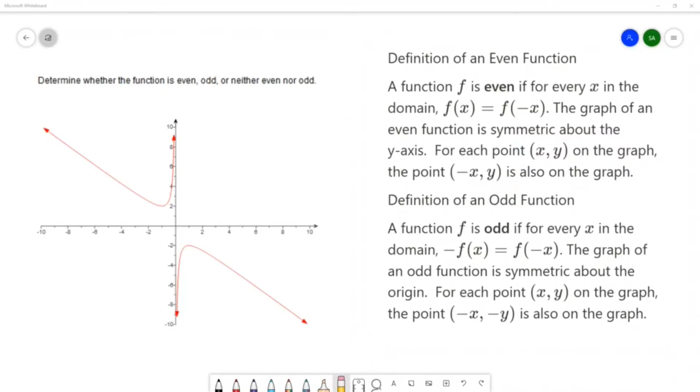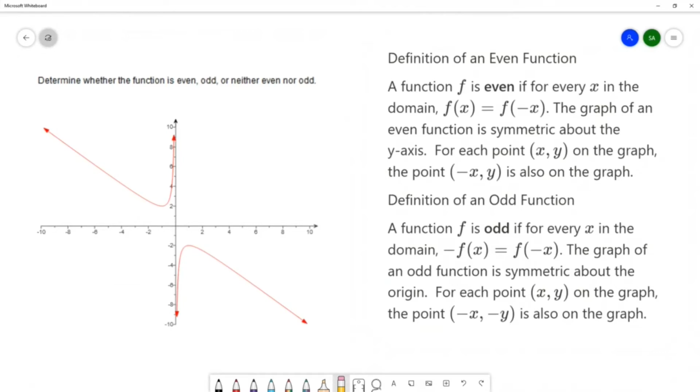So in this question, we want to determine whether the function is even, odd, or neither even nor odd. So on the right here, I have the definitions of an even function and an odd function. And we need to decide whether this graph of a function follows the definition of even or follows the definition of odd. Or we can say that it is neither even nor odd.